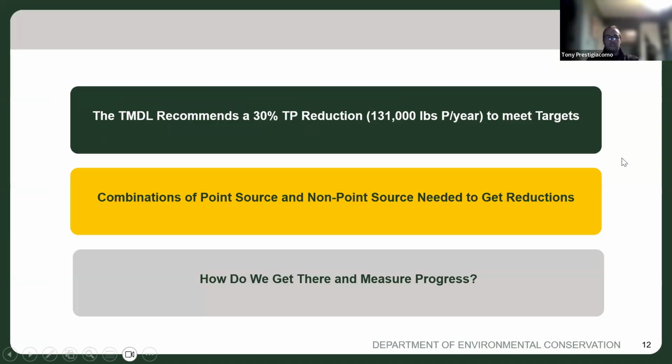In a nutshell, the TMDL recommends a 30% total phosphorus reduction, around 131,000 pounds of phosphorus per year, to meet its targets. Combinations of point sources and non-point sources will be needed to get these reductions. And we're going to talk through how we get there and how we measure progress moving forward.